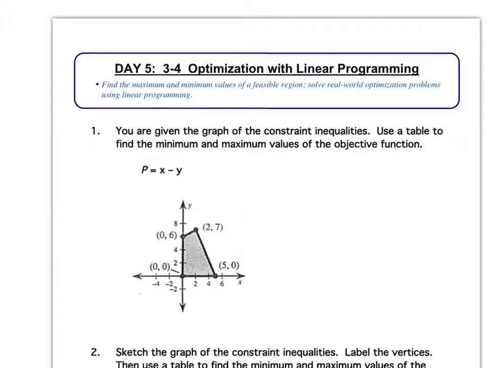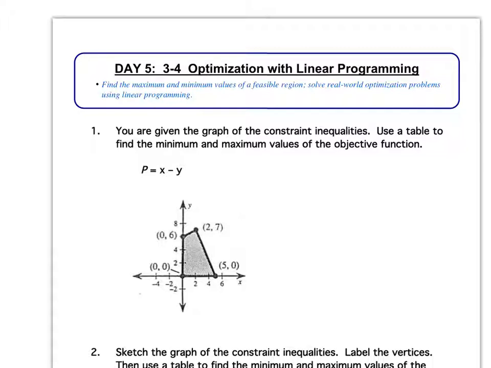Hi everyone, welcome to Day 5, Section 3.4, Optimization with Linear Programming. Today we're going to learn about finding a maximum and minimum value of a feasible region, and we're also going to solve some real-world optimization problems using linear programming.